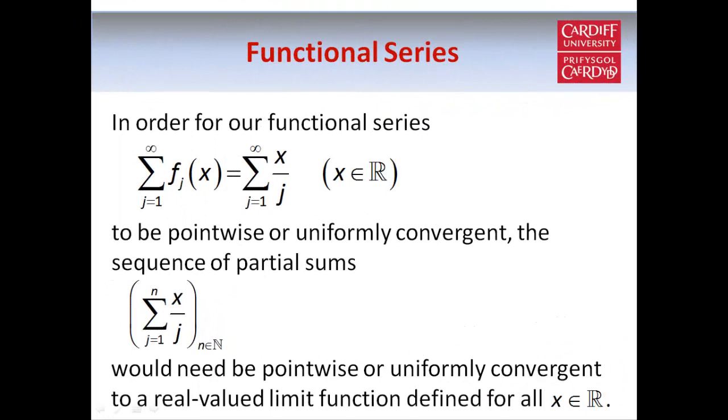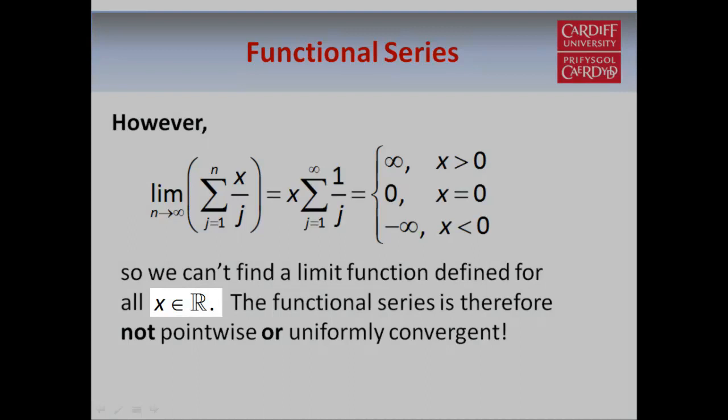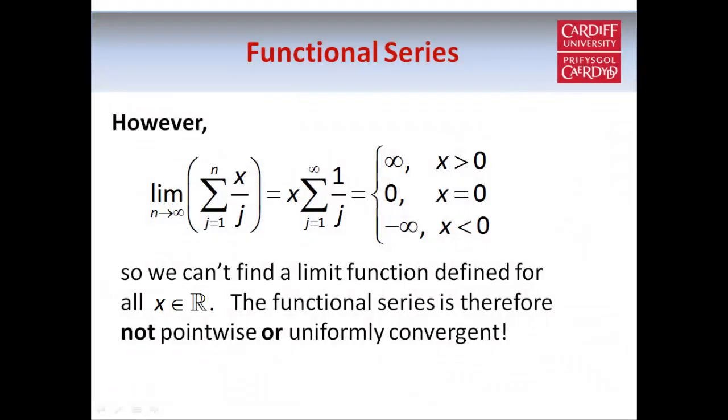So based on that definition, the only way our functional series x over j can have any type of convergence is if the sequence of partial sums, which we partially drew on our diagram, is convergent. However, as we've seen, if x is not equal to 0, then the partial sum of the first n terms actually tends to something which is infinite, as n tends to infinity. And given that the domain of our functional series is R, i.e. the real numbers, it's impossible for us to define a limit function with domain R, which the sequence of partial sums will converge to. So therefore the functional series cannot be pointwise or uniformly convergent.